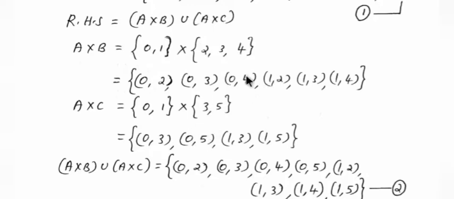Then (0, 5) is taken. Next (1, 2), then (1, 3), (1, 4), and last (1, 5). Here we should take in ascending order. Order can be changed, no problem, but it is better to take in ascending order. Then put equation number 2, since here RHS is over.